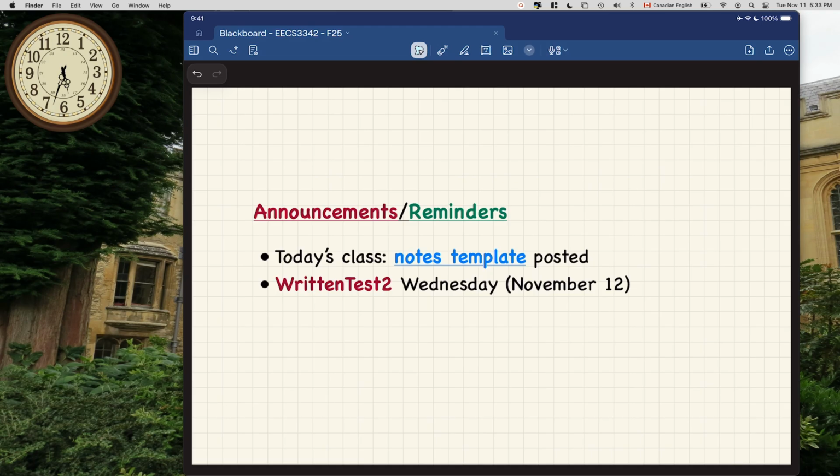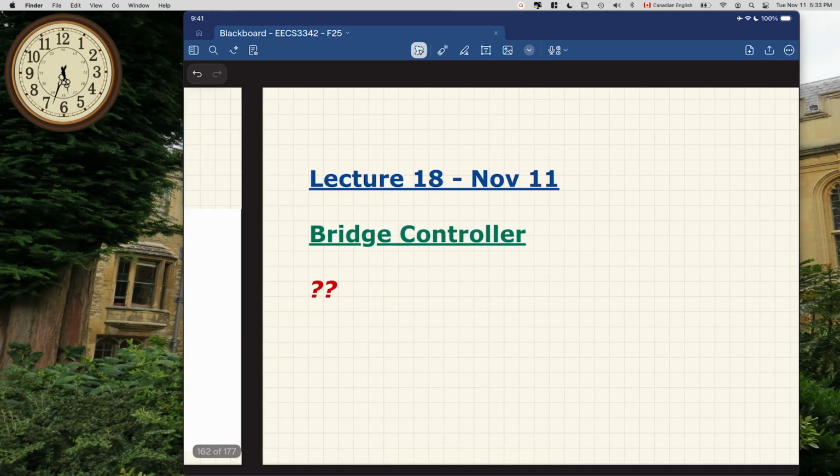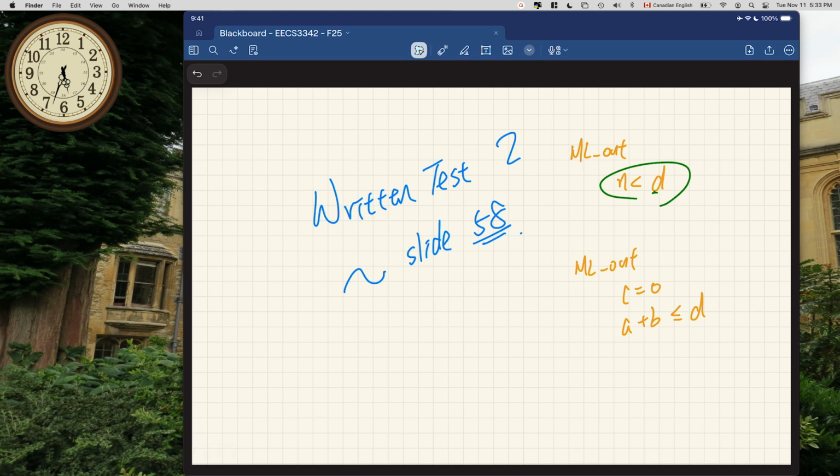Yeah, for tomorrow's written exam, what is the scope of it? Which slide number? I believe I said 58. I could be wrong, I think it's 58. Yeah, 58. Guard strengthening, right?